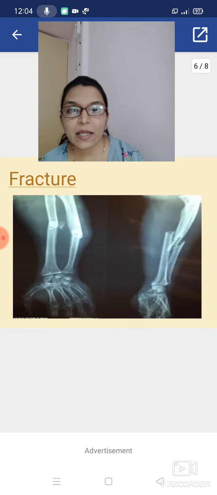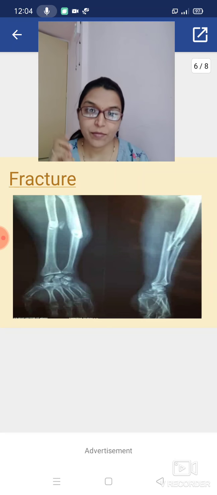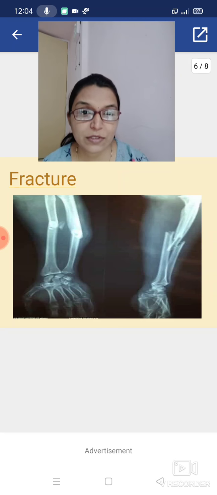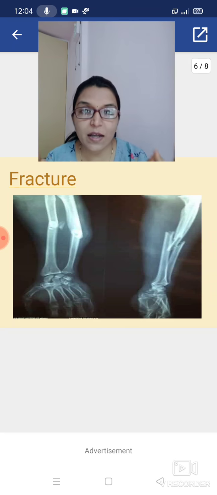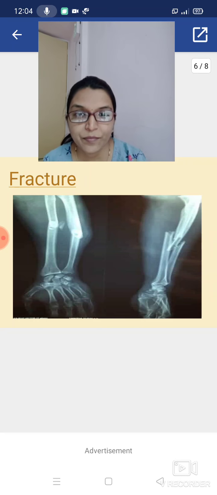Okay, so next point is fracture. Now what is meant by fracture? In this picture you can see it is an X-ray. It is the picture of an X-ray.